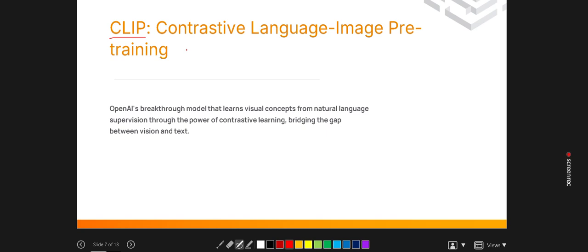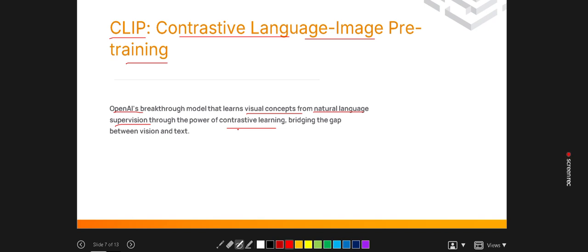Okay, so CLIP is Contrastive Language-Image Pre-training. Contrastive is basically a concept that we'll study in this clip. CLIP was built by OpenAI. What OpenAI did was build a model that took visual concepts and natural language concepts as supervision, and through contrastive learning bridged the gap between vision and text. So what does contrastive learning mean? This is one of the main features CLIP is based on, and we'll learn it in the next slide.